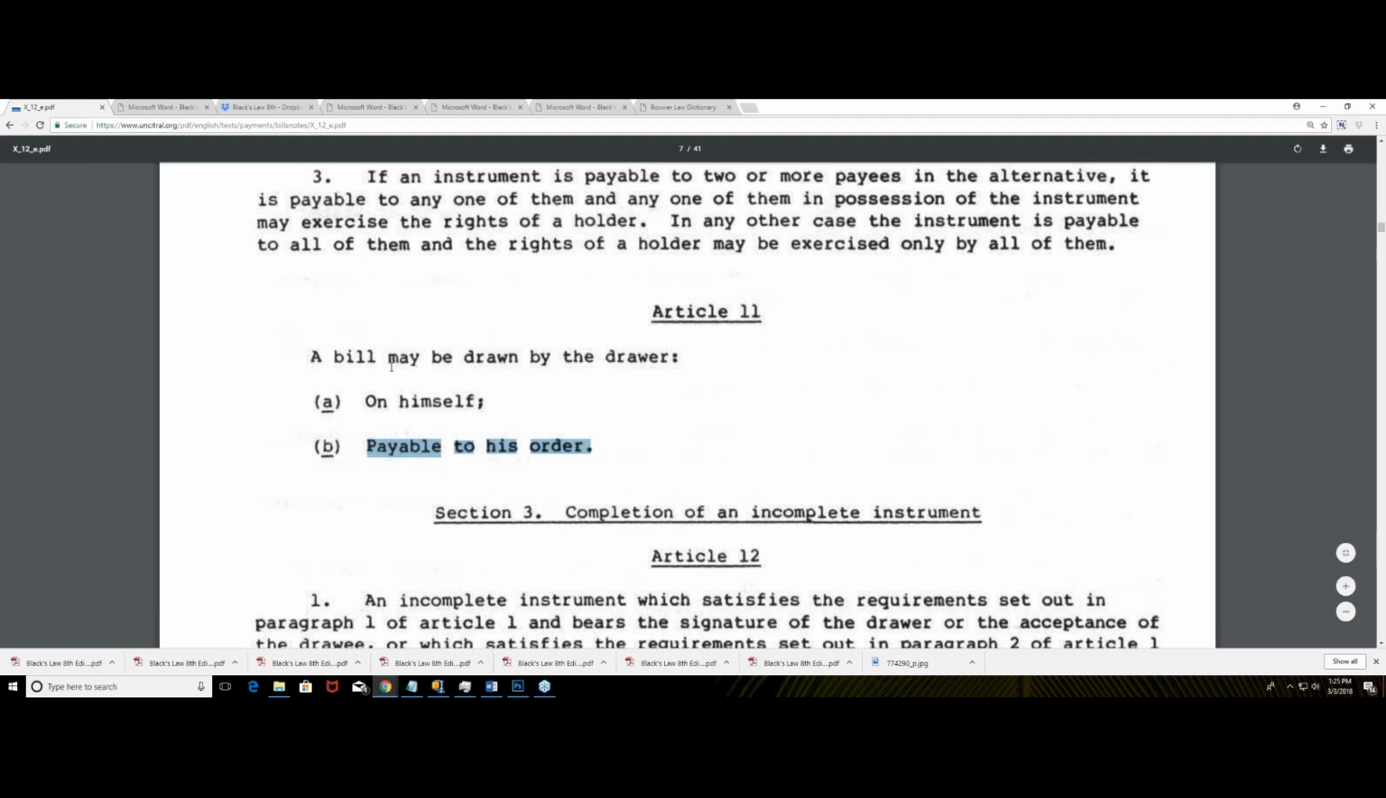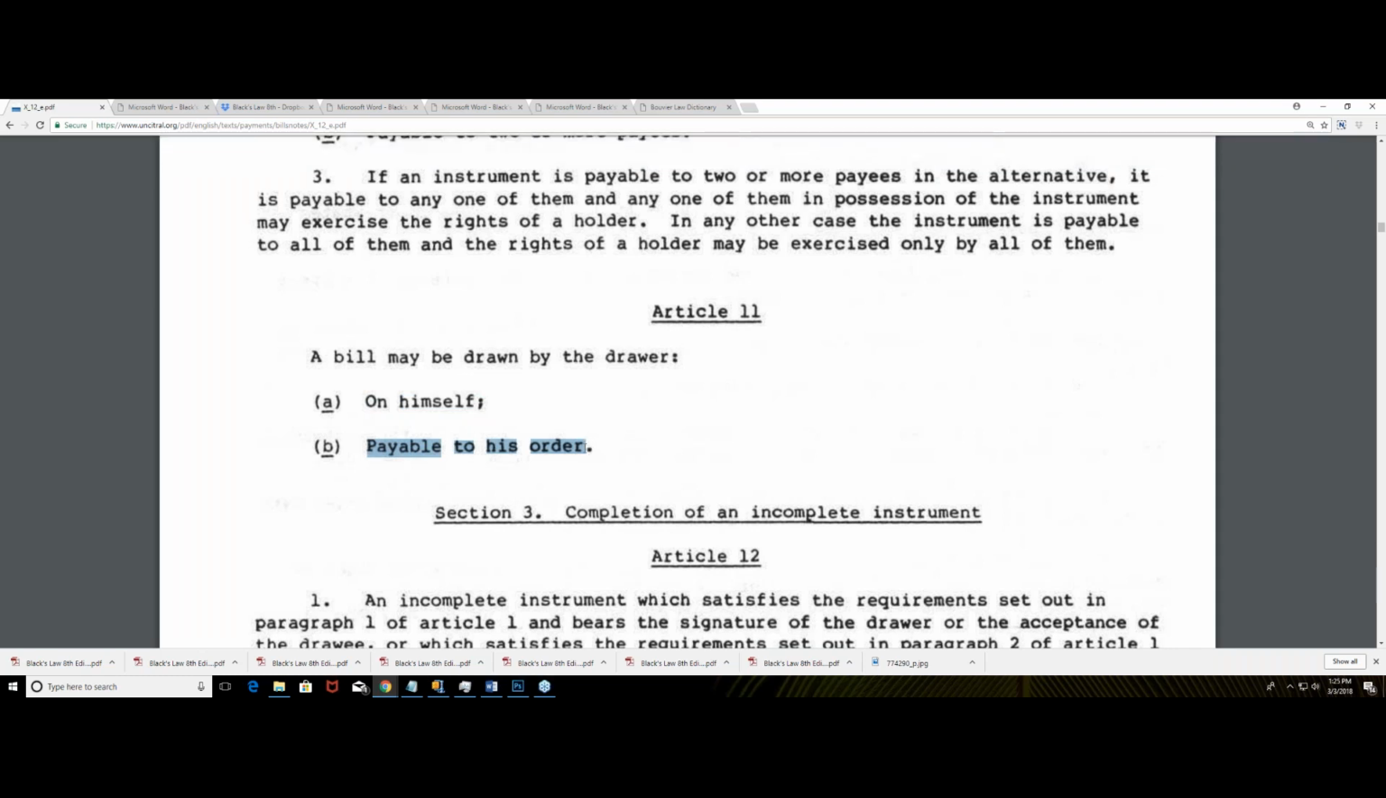So in Article 11, a bill may be drawn by the drawer, which is you, on himself or payable to his order. Y'all know that. How many times have you gone to the bank and you didn't have your ATM card, but you had your checkbook and you wrote a check to yourself? How many times have you done that?